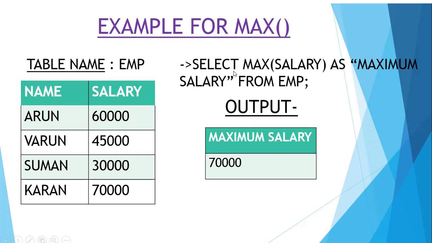So after you run this in MySQL, you will get the output as 70,000. This is because out of all these 4 values, the maximum value, or the greatest number, is 70,000.